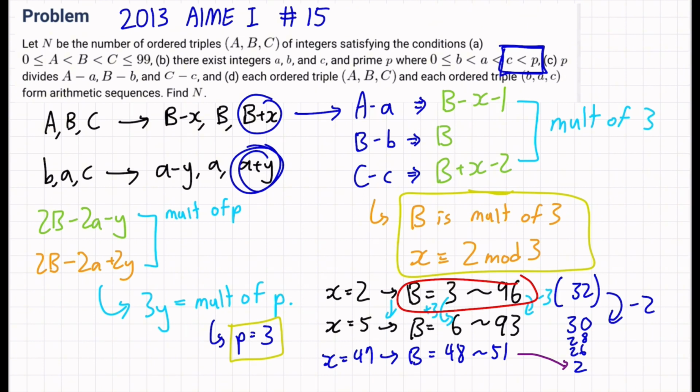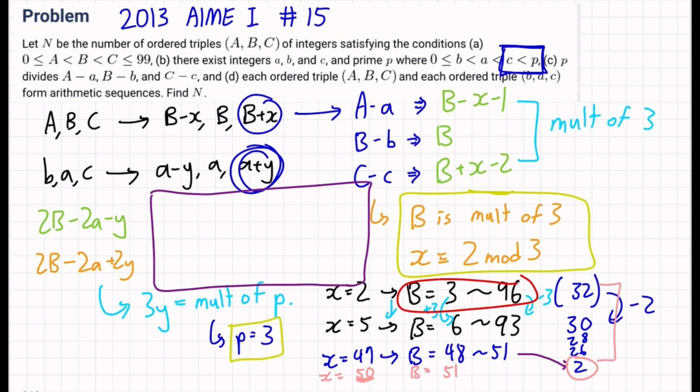Because if you look at any of the other values, let's try x equals 50, right? If x equals 50, then what will happen? b is going to be from 51 to, but then this value has already gone over 99, right? So b cannot be, so x cannot be 50. That means that 2 is our last value. That means we go all the way from 32 to 2, right?